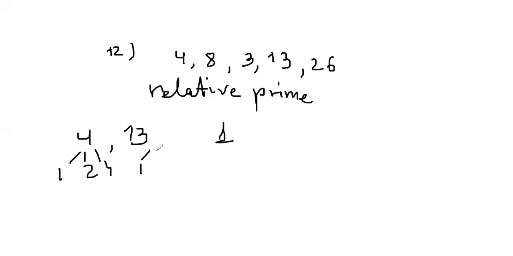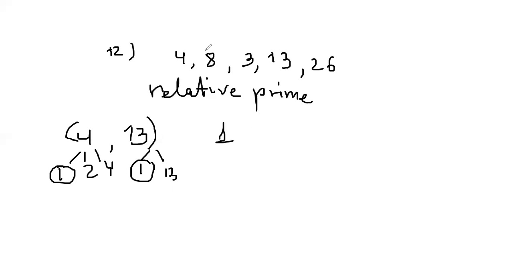It's divisible by 1 and 13 by itself. It doesn't have any other divisor. So in this case, if we consider them in pairs, we can see that they have only one common divisor. It's 1. The divisors 2, 4, and 13 do not correspond. They are not common. But 1 is common. So that's why 4 and 13 are considered to be relatively prime numbers. You see, 4 is itself composite, but together with 13 it's considered relatively prime.